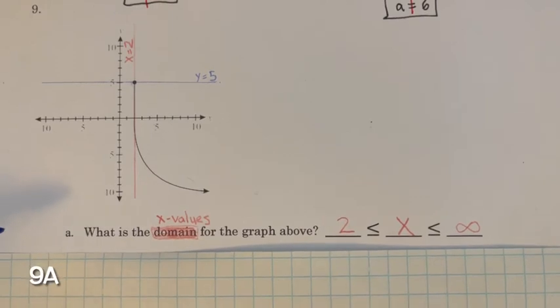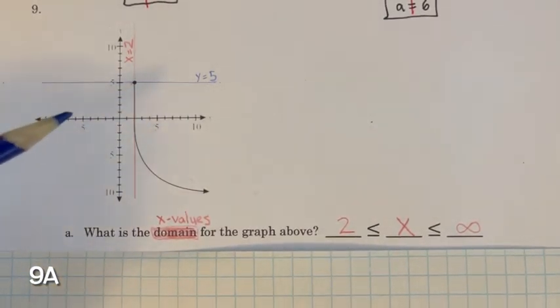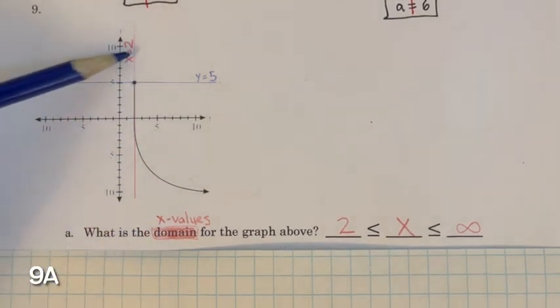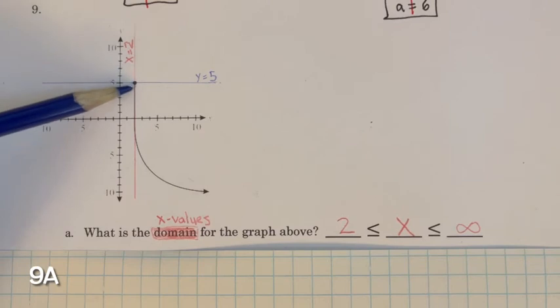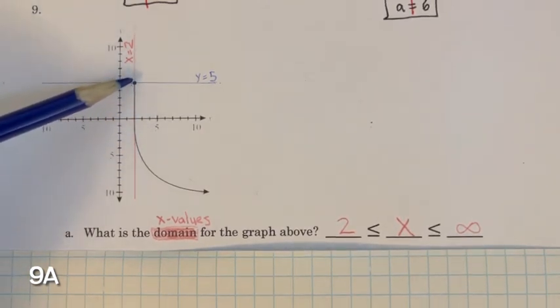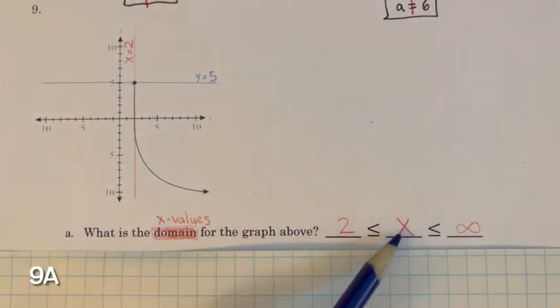For problem 9, we need to determine what is the domain and range for this graph. The domain are all the x values. So if we look here, I put a line where x equals 2. So our domain is going to start at x equals 2. It includes 2. So our x values are greater than or equal to 2.